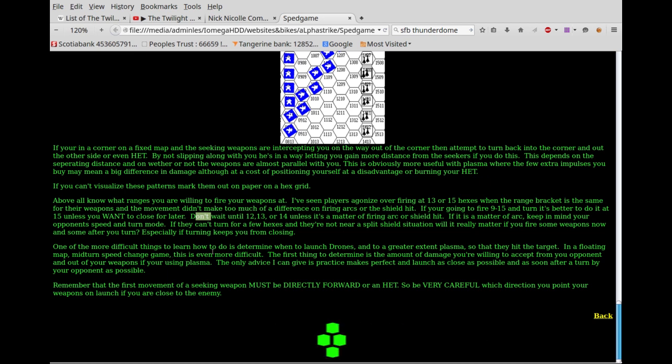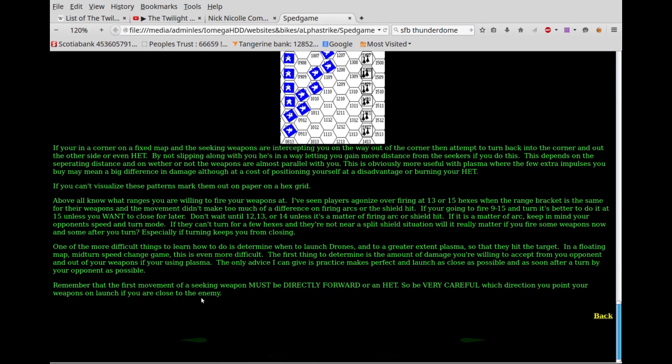One of the more difficult things to learn how to do is determine when to launch drones, and to a greater extent plasmas, so that they hit the target. In a floating map, mid-turn speed change game, this is even more difficult. The first thing to determine is the amount of damage you're willing to accept from your opponent and out of your weapons if you're using plasma. The only advice I can give is practice makes perfect, and launch as close as possible, and as soon after a turn by your opponent as possible.